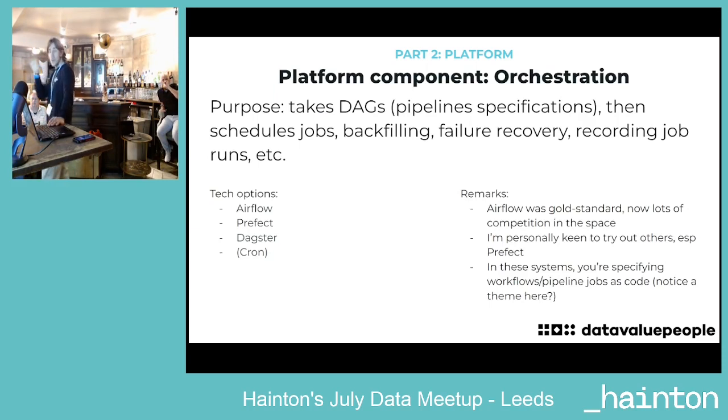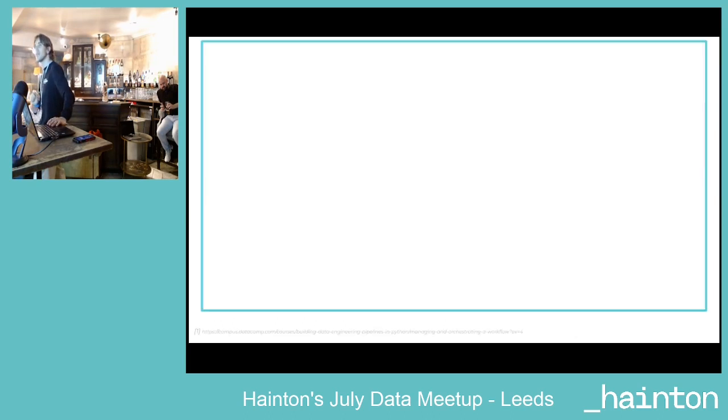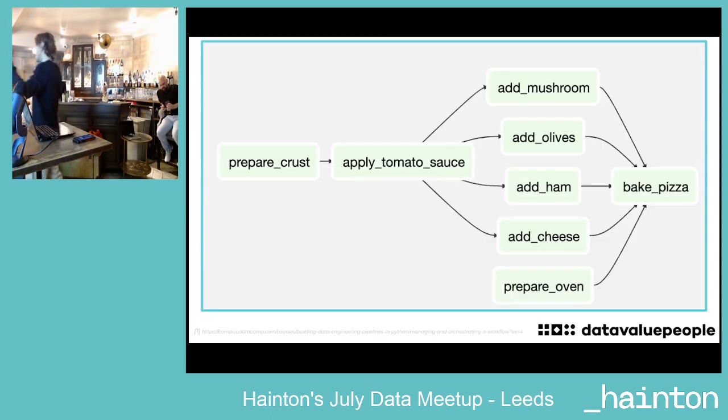So, the orchestration component, it takes DAGs. Okay. What's a DAG? This is a DAG, which stands for Directed Acyclic Graph. It's just kind of like a graph that you're looking at. This is a DAG for making pizza, actually. Hopefully it looks intuitive. You make the crust, and then after you make the crust, you apply tomato sauce, and after that, you can add all the ingredients at the same time. And while you're doing that, prepare the oven and bake the pizza.